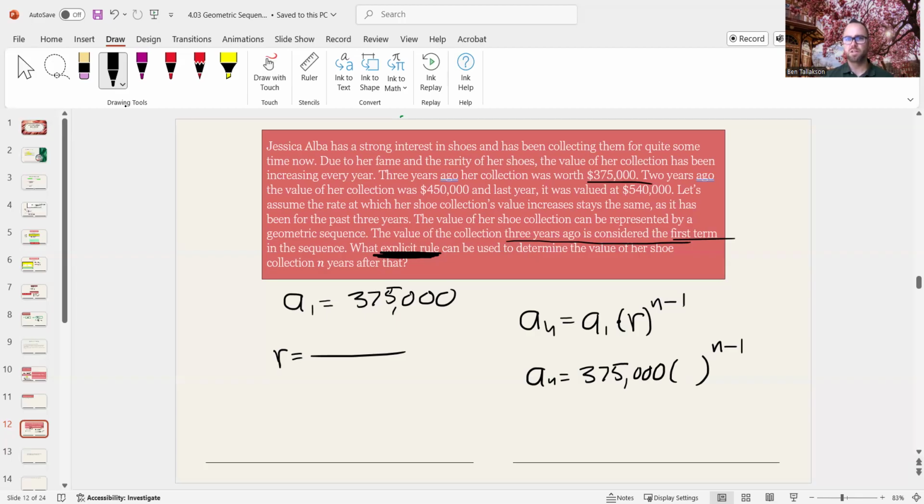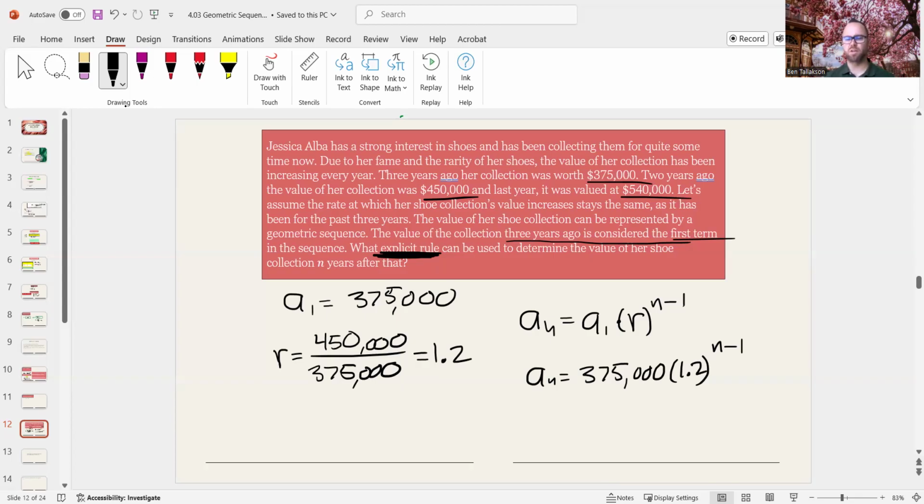Well, look at this. They give us one value, the first year, and then the second year, and then the third year. Well, those you could write out as a list. 375,000, then 450,000, then 540,000. So ultimately, we can just take any value. I'll take the 450,000 and divide by the previous value, 375,000, to give us 1.2.